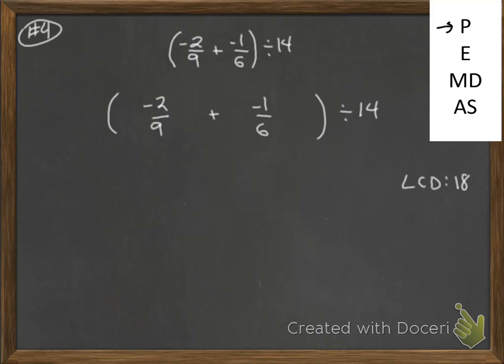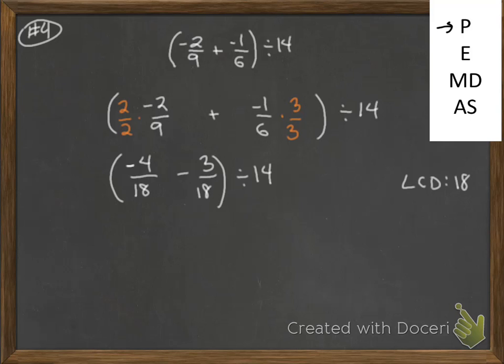The answer is 18. You don't have to use 18. You can use any common denominator. It does not have to be the smallest one. So to transform 9 into 18, I'm going to multiply by 2. To transform 6 into 18, I need to multiply by 3. So 2 times negative 2 is negative 4. So I have negative 4 over 18 minus 3 over 18.